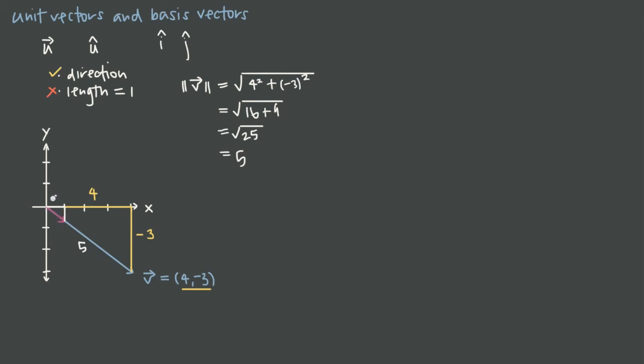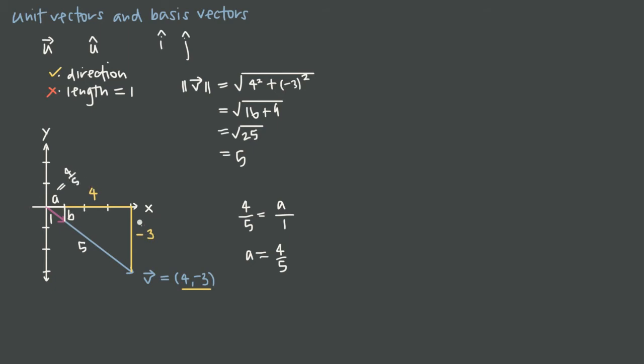So if we call this little piece A and we call this little piece B, then we have similar triangles and we can set up a proportion. So we can say the horizontal component of the big triangle, 4, divided by the length of v, which is 5, is going to be equal to the horizontal component of the little triangle, A, divided by the length of the unit vector. Well, we know that that length is 1, so we get 1 here. Well, this equation is just telling us A is equal to 4/5. So I know that this horizontal component here is 4/5.